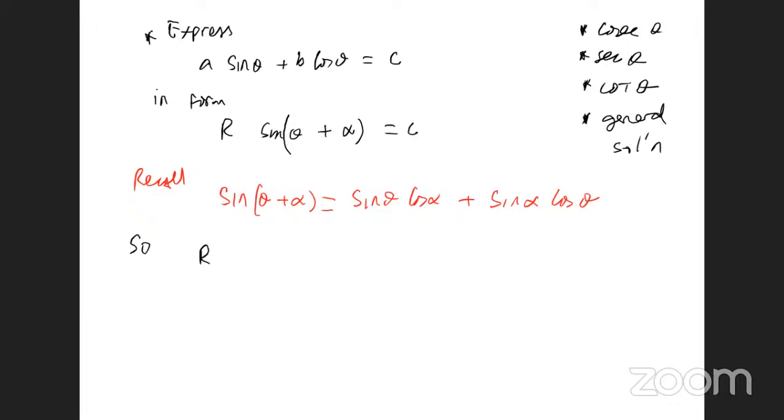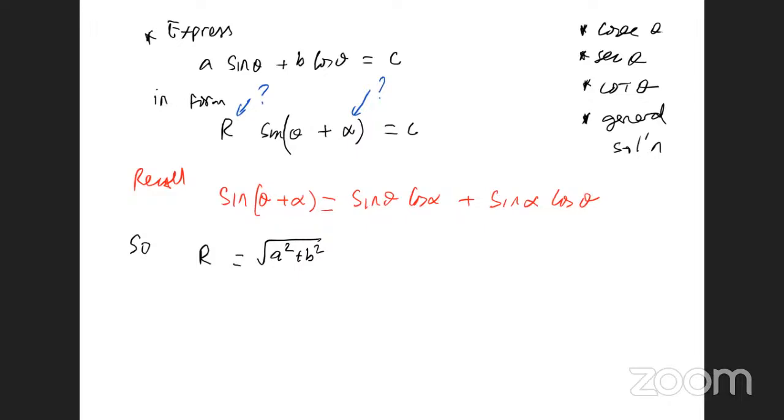To get R is simple. R is the square root of a squared plus b squared. Okay? That's all. To get R, all we have to do is find the square root of a squared plus b squared. So all we have to do is figure out how to get R. R is the problem, and alpha is the problem. Right? And I'll show you how to get alpha.